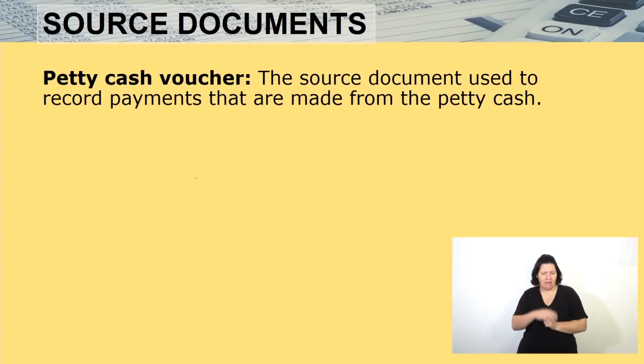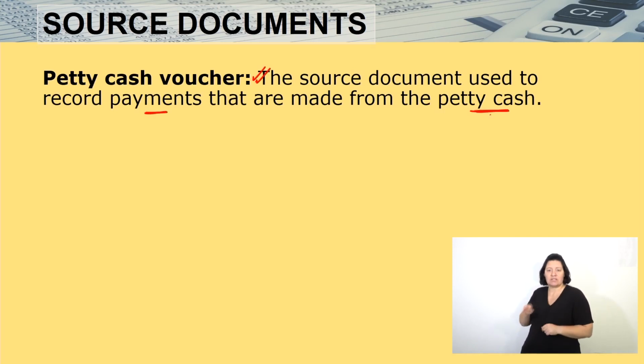Before the ad break, we defined what is petty cash journal and also what is petty cash payments. Now, I'm going to break down one of the things that I spoke of before the ad break, that is the source documents. We agreed that whenever we make payments from the petty cash box, there has to be a source document that must be completed, and that source document is called the petty cash voucher. The source document that is used to record payments that are made from the petty cash.